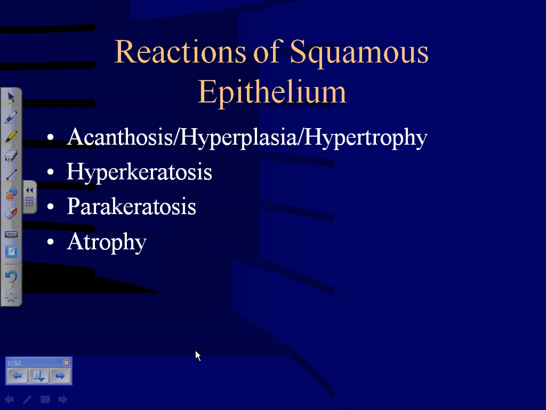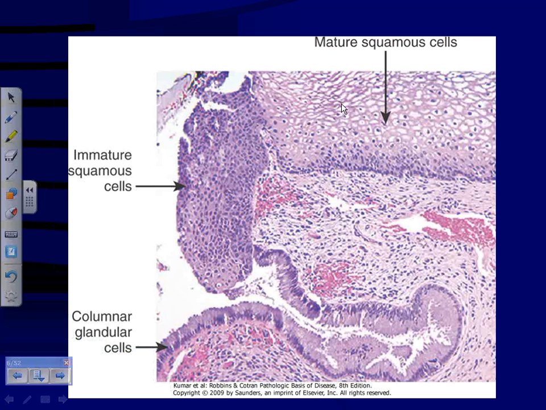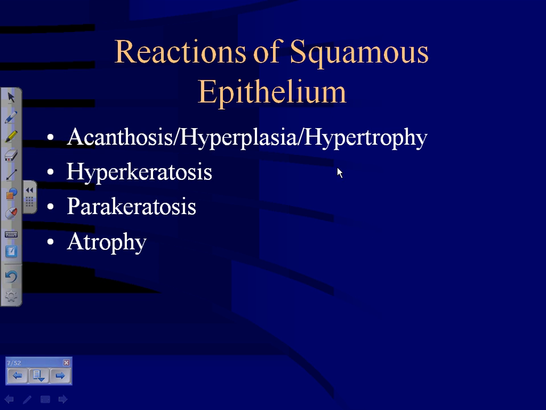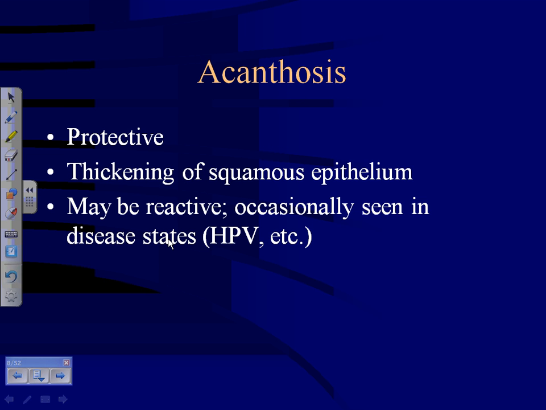And there's other different types of changes that can occur in the epithelium. First, we're going to focus a little bit on the reactions of the squamous epithelium. Again, going back to this picture here, we're going to be focusing on what happens to the mature squamous epithelium and how it can respond to benign proliferations, okay? And the key terms here are acanthosis, hyperplasia, hypertrophy, hyperkeratosis, PK, and of course atrophy, which actually means thinning of the epithelium.